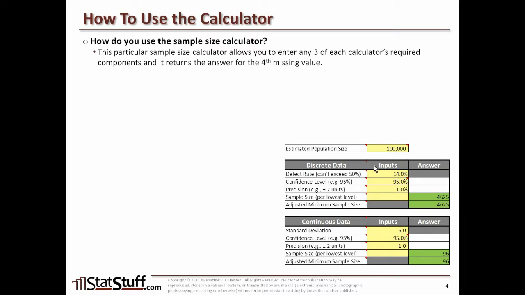For example, for each calculator, again this one that's the discrete one, you'll notice that there are 4 yellow boxes in here. You have to at least enter a defect rate, or in the other one you have to at least enter standard deviation. But if you notice, there are 3 other yellow boxes beneath that. You can enter any 2 of those 3 and it will solve for the missing one. In this example, it's giving you the answer in this answer column, what the sample size is. However, if I knew what the sample size was and I plugged that in here and I wanted to figure out from that what's my precision, then I can leave the precision blank and it will solve for that.